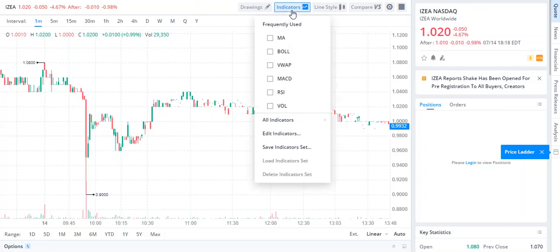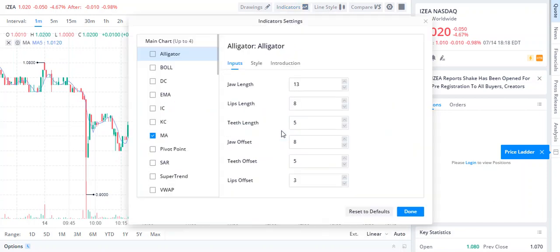So you're going to go to indicators. You're going to click moving average. And in order to edit your moving average, you're going to go to edit indicators. So now you have your moving average that comes up. So now you have all these different lines and numbers, which are going to be the lines. And what these numbers are is what you're going to be setting your moving average to, as far as what you want the number of days to be as far as your moving average goes.